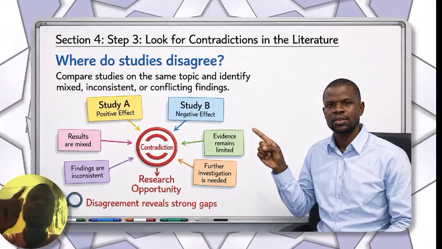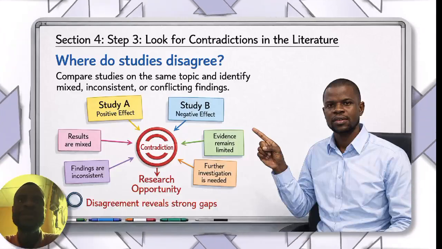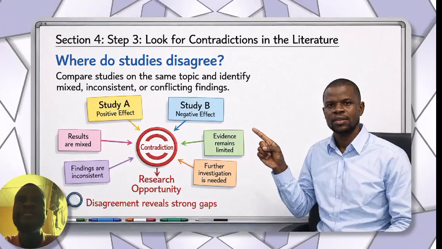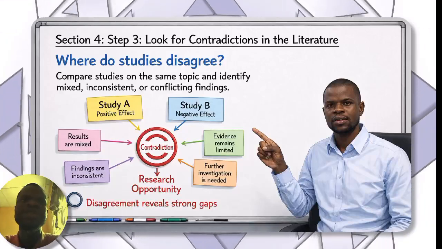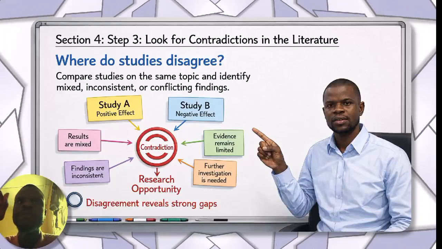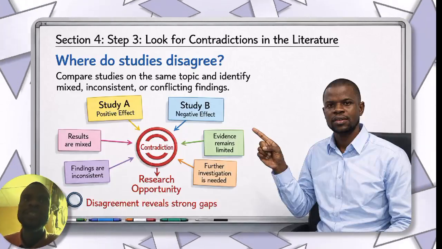For example, one study may report that social media improves academic performance, while another study may conclude that social media negatively affects students. These contradictions are important because they show uncertainty in the literature. And where uncertainty exists, research opportunities also exist.